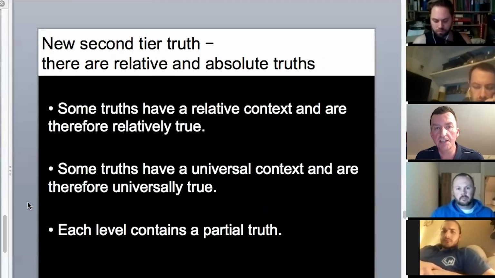And as a new second tier truth, there are relative truths and absolute truths. So some truths have a relative context and are therefore relatively true. Some truths have a universal context and are therefore universally true. And each level contains a partial truth.